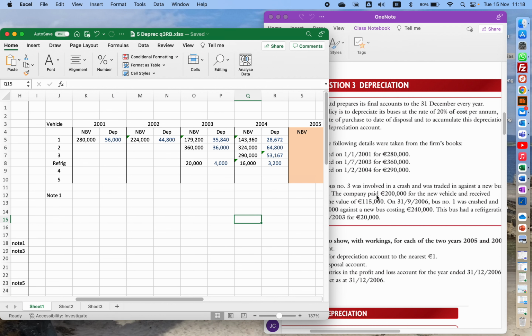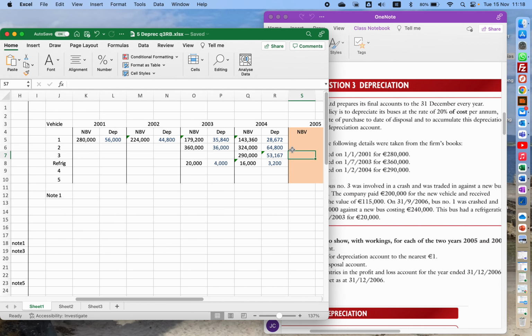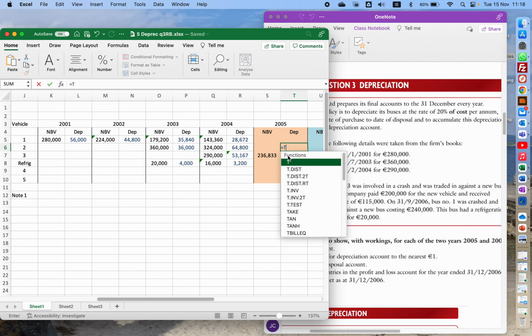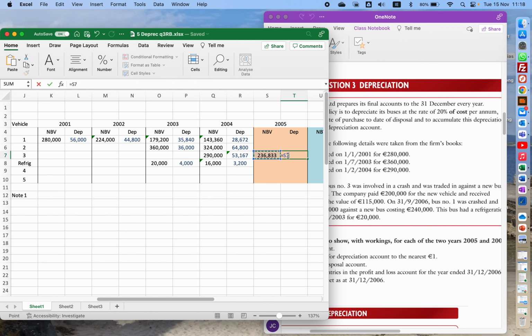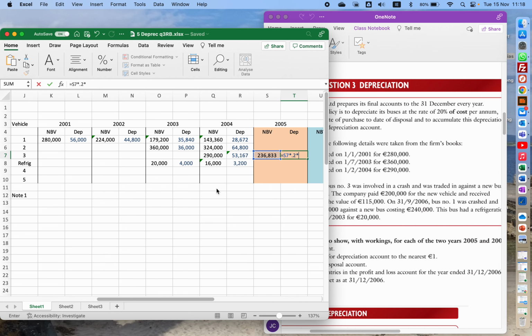Then I go to note number 2. So note number 2 is all the depreciation on the one that I got rid of during this year. So let's have a quick look. Bus number 3 was involved in a crash on 30/8/2005. So bus number 3 is this bus here. So its net book value is 290 minus that. So the net book value times 20% times, when did I get rid of it? I got rid of it on 31/8. So that means I would have had it for 8 months, so times 8/12 of a full year's depreciation.